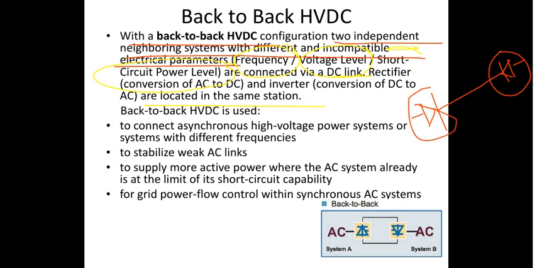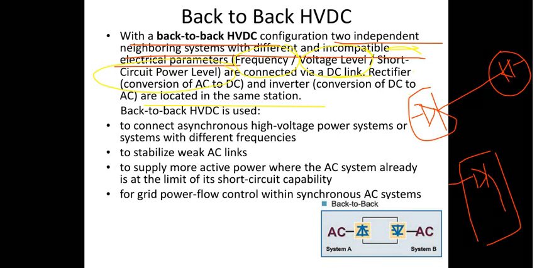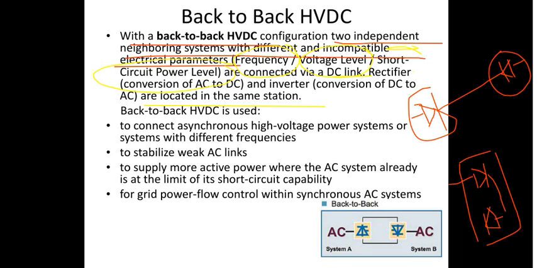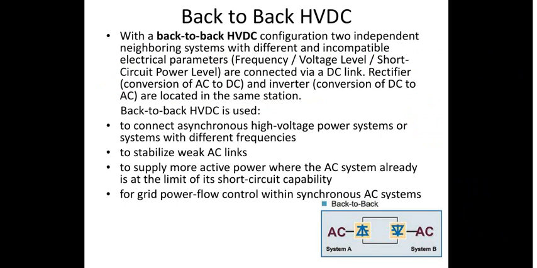Because the very purpose of back-to-back stations is not long distance DC power transmission. They serve a different purpose: connecting asynchronous high voltage power systems with two different frequencies, and also stabilizing weak or sensitive AC links, right? So basically, HVDC converters with back-to-back topology are used to connect asynchronous high voltage systems, or systems with different frequencies, and also to stabilize weak grids, right?